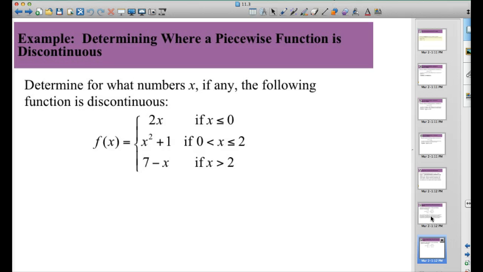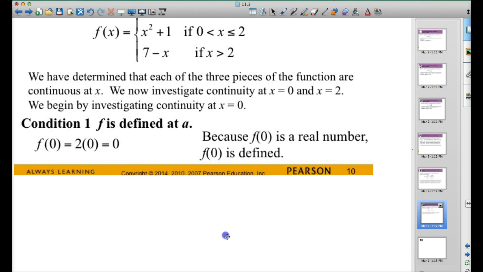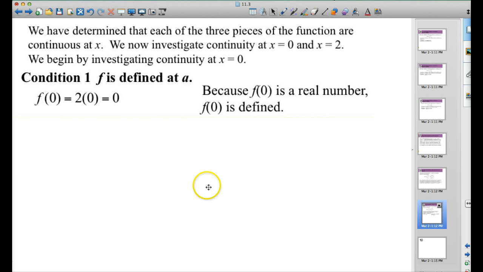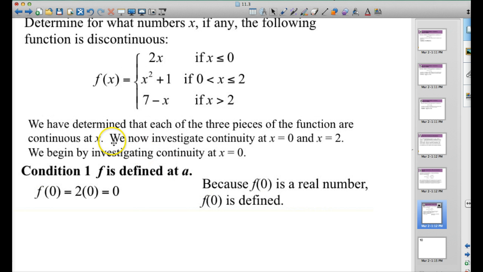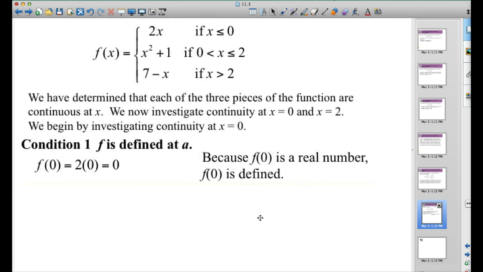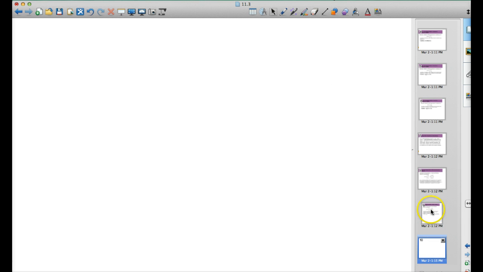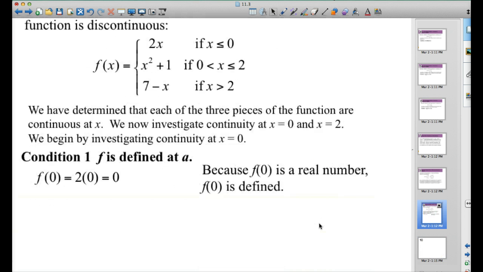So then, we look at this function and say, okay, we have determined that each of the three pieces of the function is continuous at every x. We now investigate continuity at 0 and 2, because that's where it changes. We begin by investigating the continuity at 0. f of 0 is 0. Because f of 0 is a real number, f of 0 is defined.